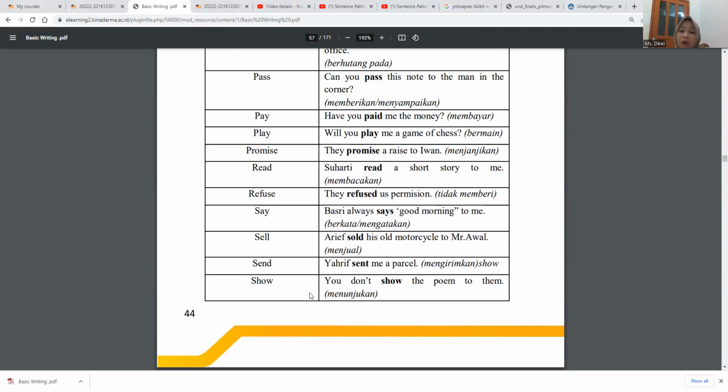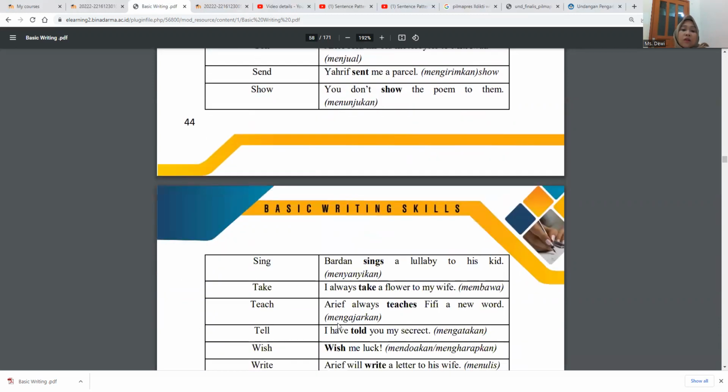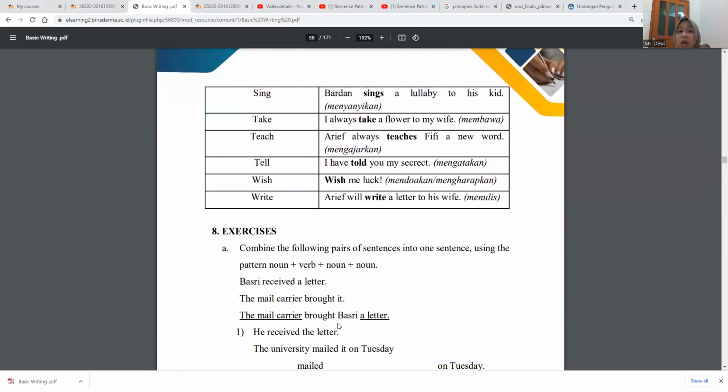And then we have sell: Arif sold his old motorcycle to Mr. Awal. Old motorcycle is the first object, and the second one is Mr. Awal. And then Arif sent me a parcel. Me and a parcel are the objects. The next one: you don't show the poem to them. The poem and them are the objects, yeah. And next we still have sing, take, teach, tell, wish, right, and so on. Like this one is mostly heard, like wish me luck. Yeah, wish me luck. Me is the object and luck is also an object.